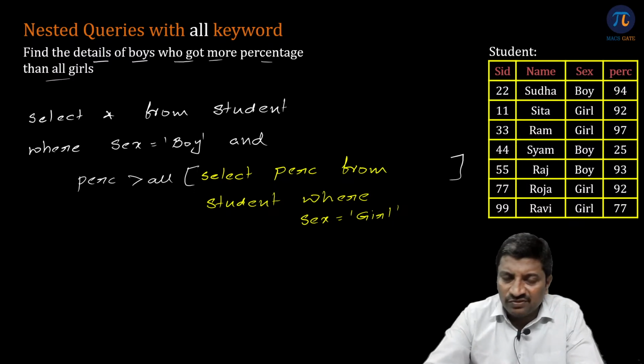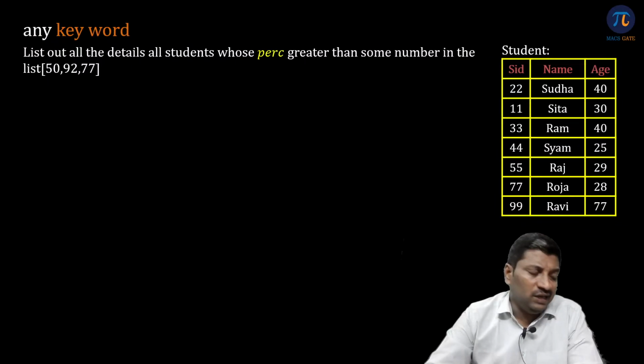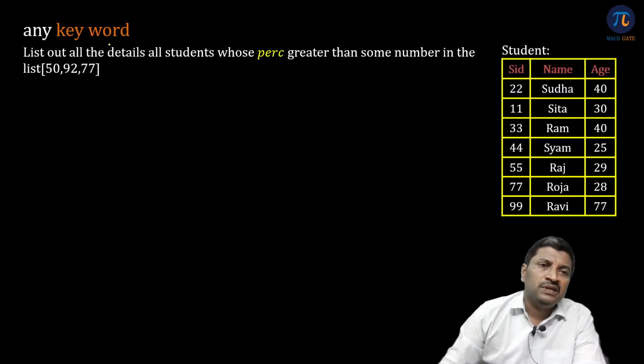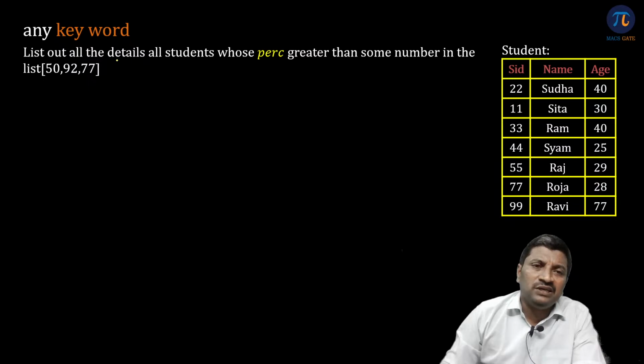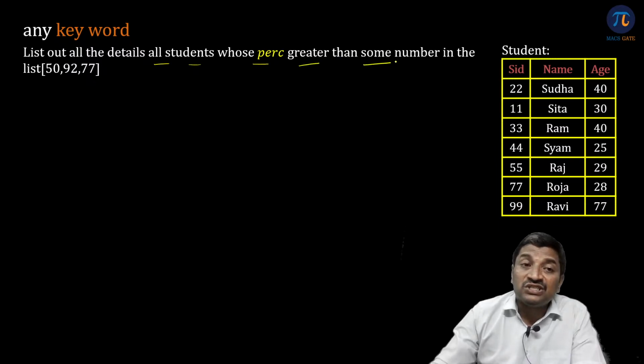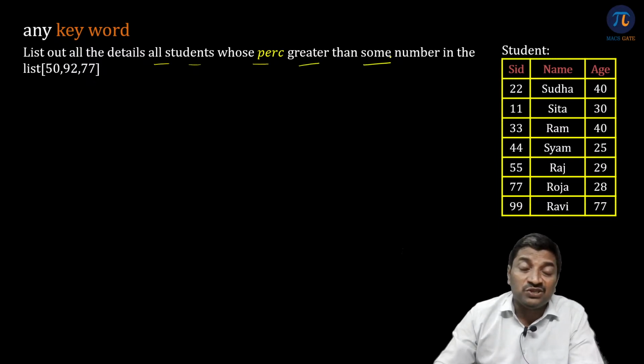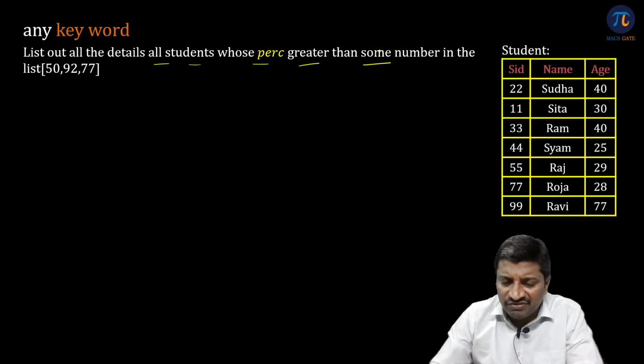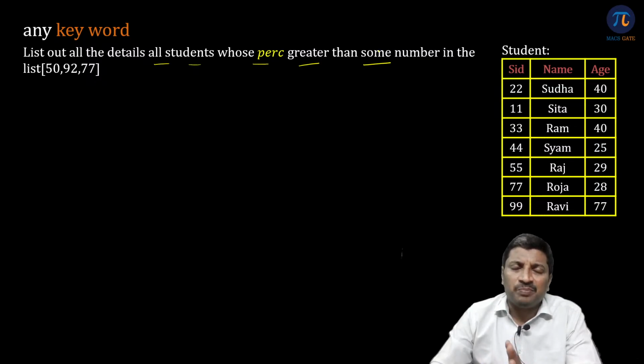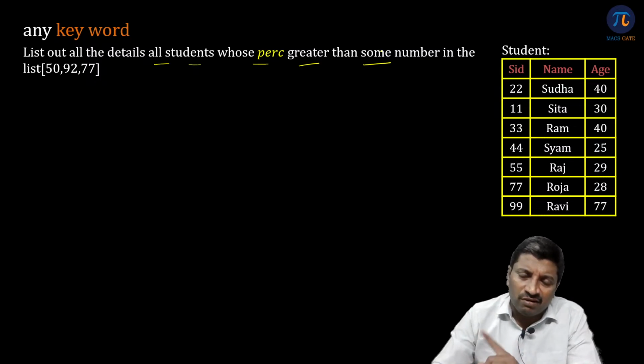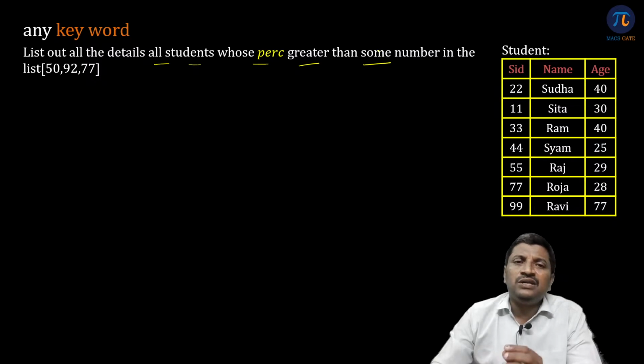Let us go to the next one. Any keyword. List out all the details of all the students whose percentage is greater than the sum of the numbers. Sir, now it is not all the numbers, it is the sum of the numbers. So the only difference between the last keyword and here is that there the percentage is greater than all the numbers. Here it should be greater than the sum of the numbers. That's it.